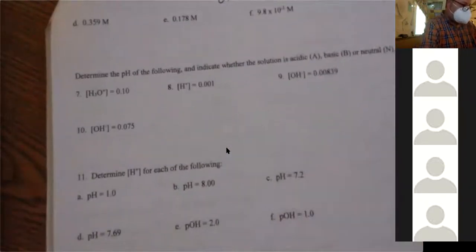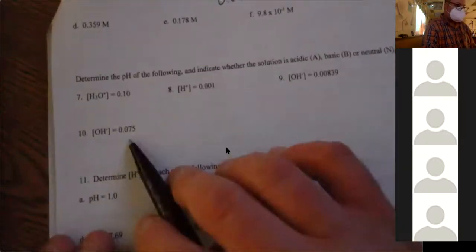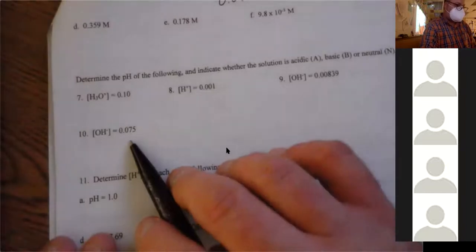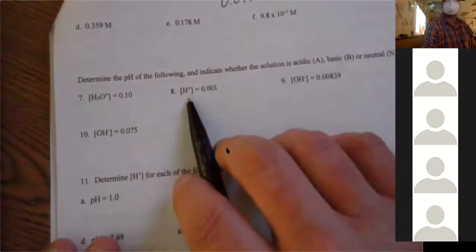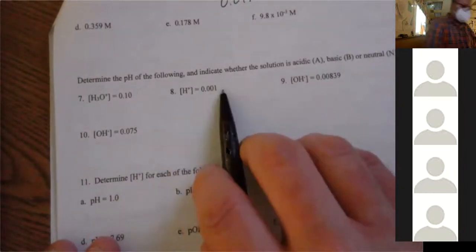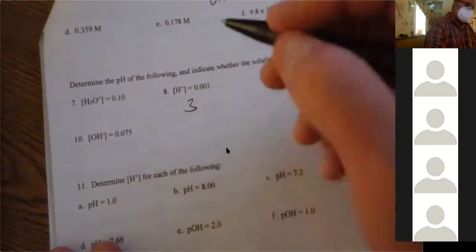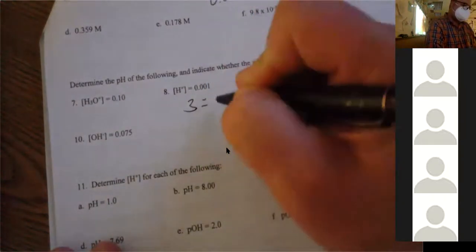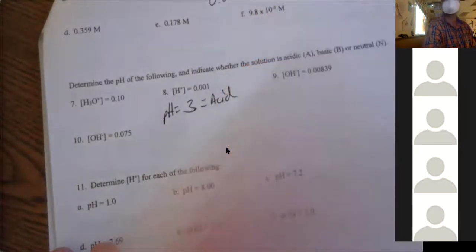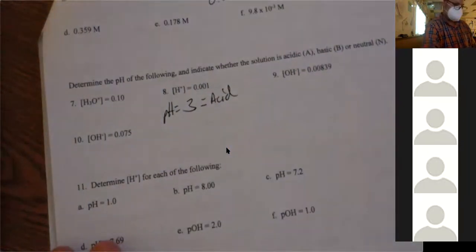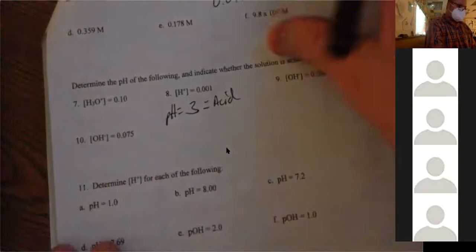Determine pH of the following and indicate whether the solution is acidic or basic. This time we're given all kinds of different things. This is the hydrogen ion concentration. So if I take the negative log of that, I will get 3. And that is less than 7. So that means if pH equals 3, that's an acid. Each one you've got to do something a little different.